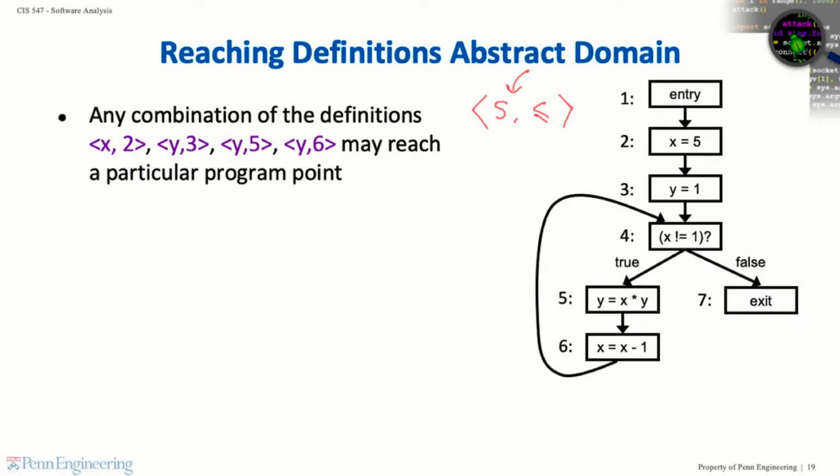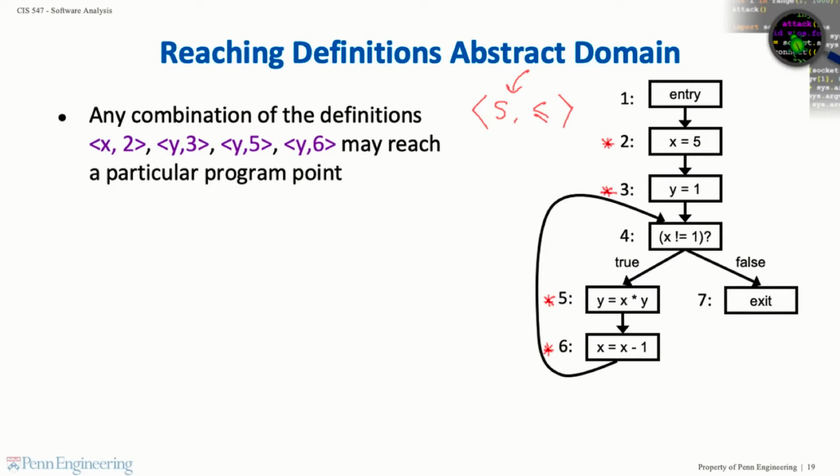Recall that reaching definitions analysis tracks the flow of definitions. There are four possible definitions in this program. The assignment to variable x at node 2, the assignment to variable y at node 3, the assignment to variable y at node 5, and the assignment to variable y at node 6.